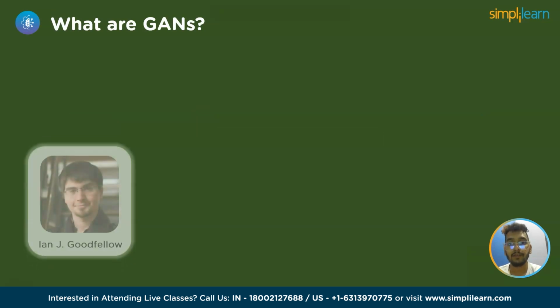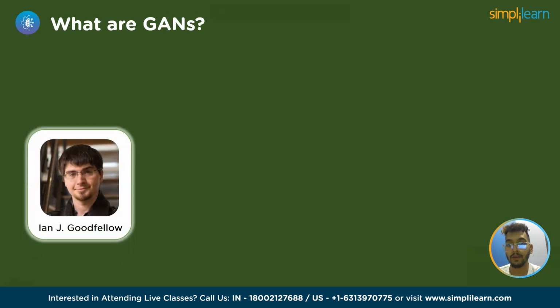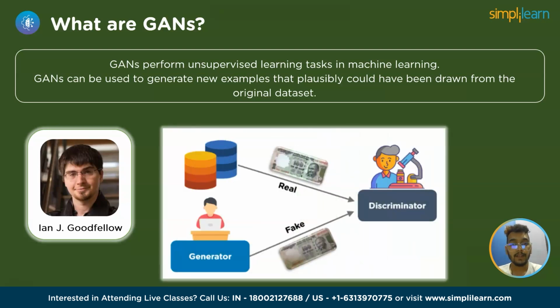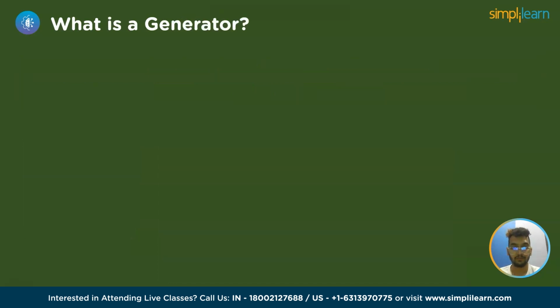Generative adversarial networks were introduced in 2014 by Ian Goodfellow and co-authors. GANs perform unsupervised learning tasks in machine learning. GANs can be used to generate new examples that plausibly could have been drawn from the original dataset. So, this is an image of GAN. There is a database that has real 100 rupee notes. The generator neural network generates fake 100 rupee notes. So, the discriminator network will help to identify the real and the fake notes, or the real and the fake images, you can say. So moving ahead, let's see what is generator.